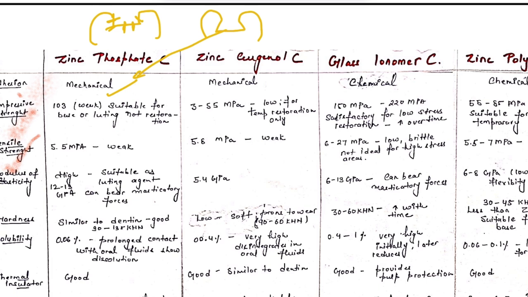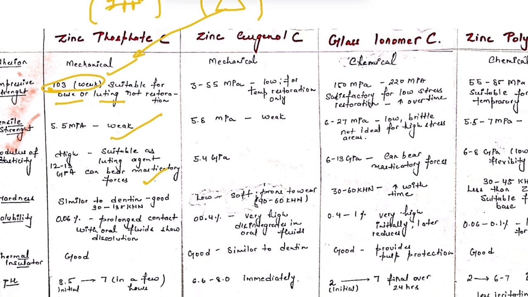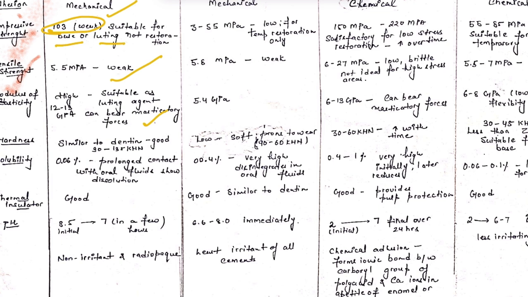Then the compressive strength is 103, it is weak. Okay, so it cannot be used as a permanent restoration. That's why it is used for base or luting. Then tensile strength, again weak. Modulus of elasticity, it is suitable enough, so it is strong enough to bear masticatory forces. It is good enough. Then hardness. So hardness is similar to dentine, that is good.